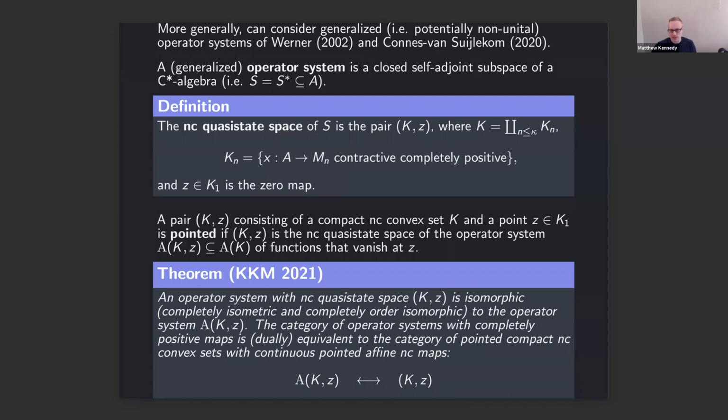And this allows us to essentially generalize most of the results that I'm going to be talking about today to the non-unital case. In some cases with some extra work, but the key point is that things work out in the non-unital setting for the most part.